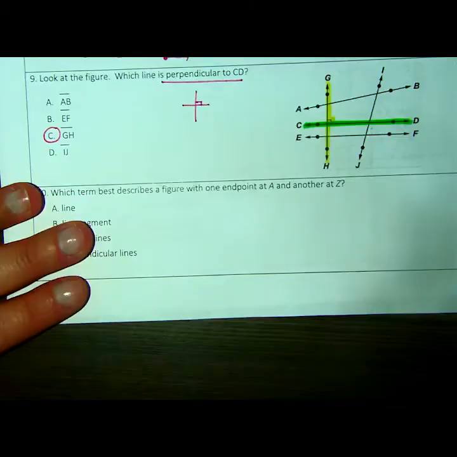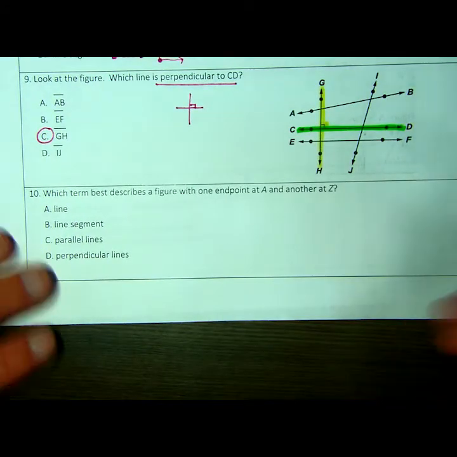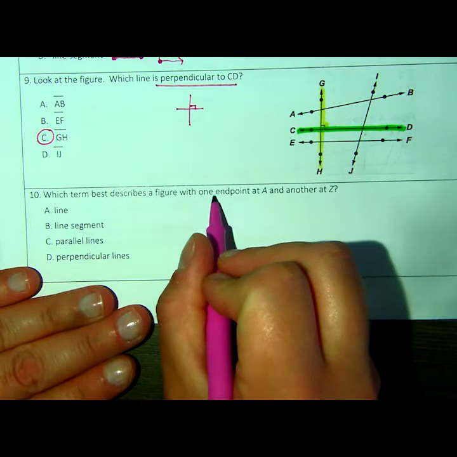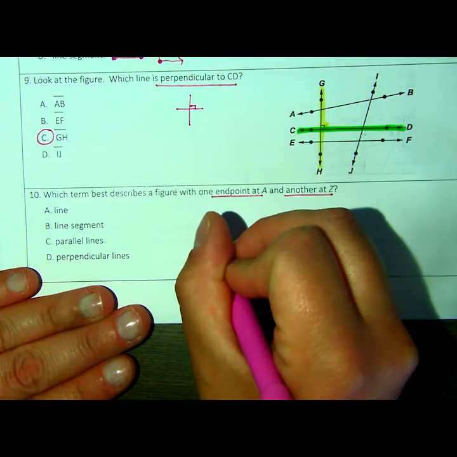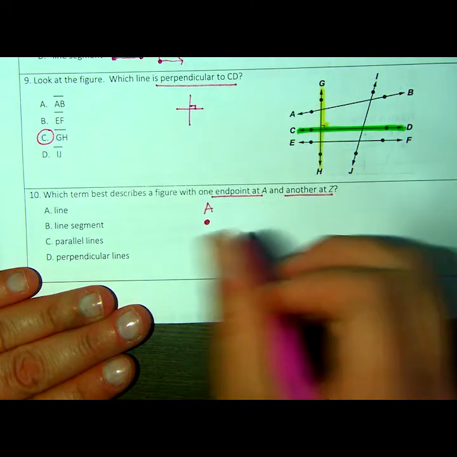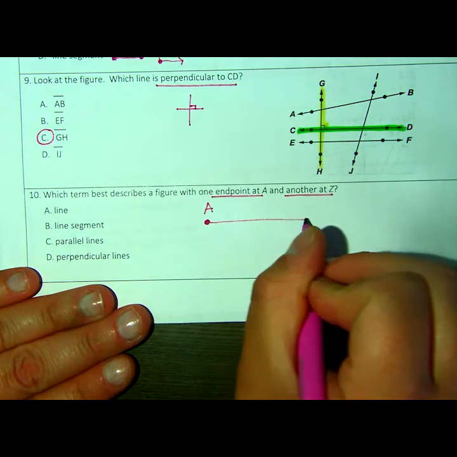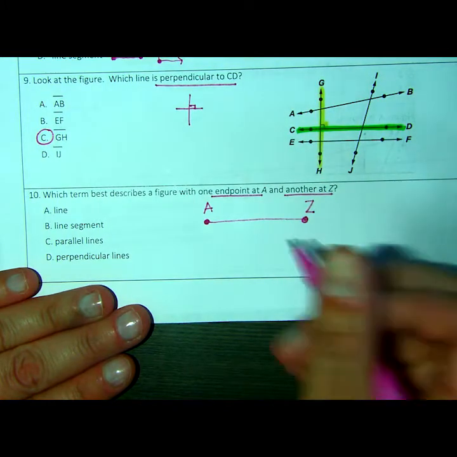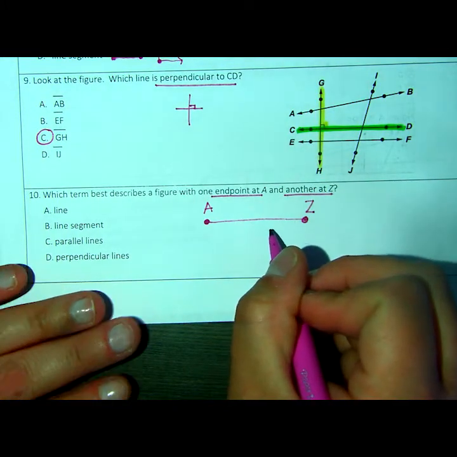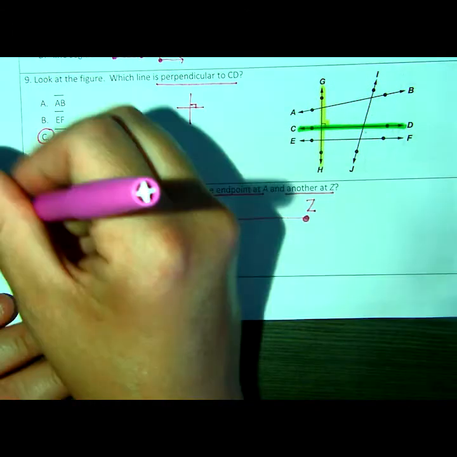Last question. Which term best describes a figure with one endpoint at A and another at Z? So if we have one endpoint at A and then another one at Z, well, to me that looks like a line segment. It's just a portion of a line. The correct answer is B.